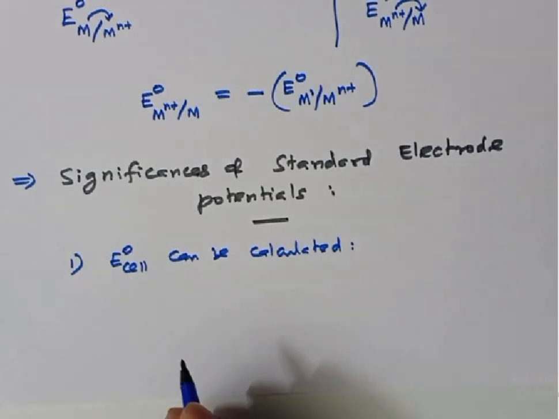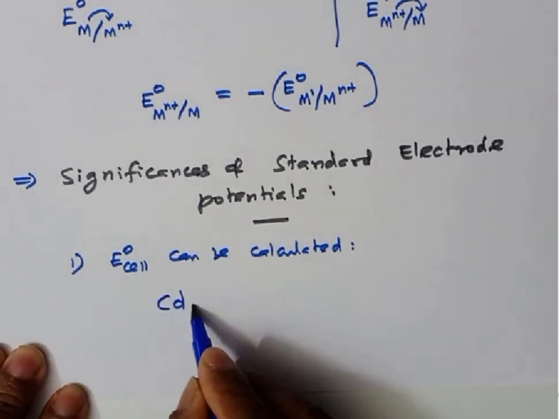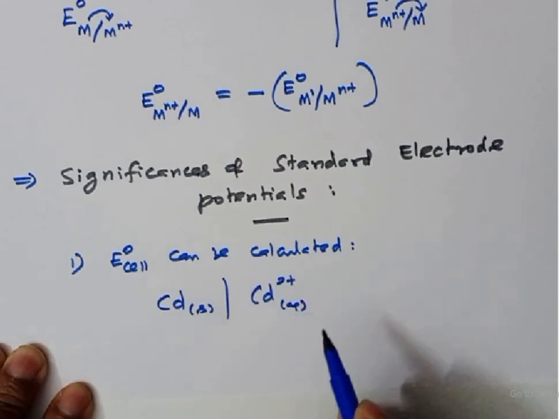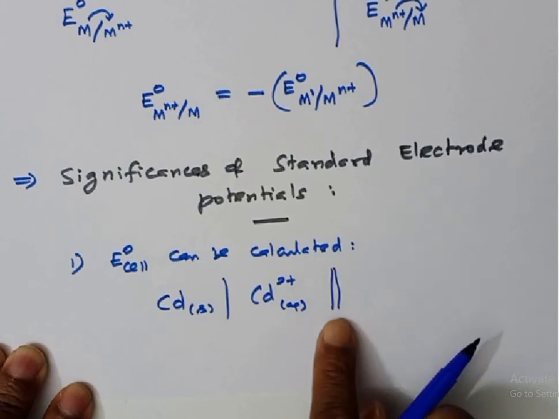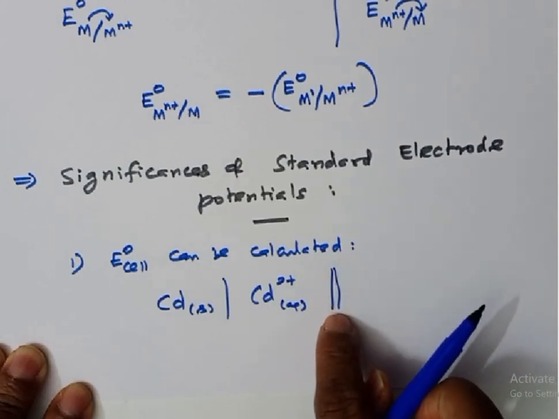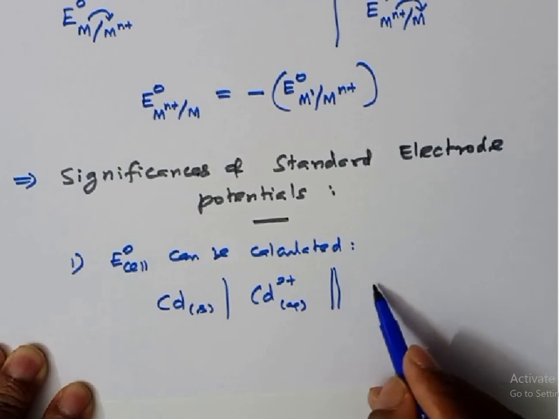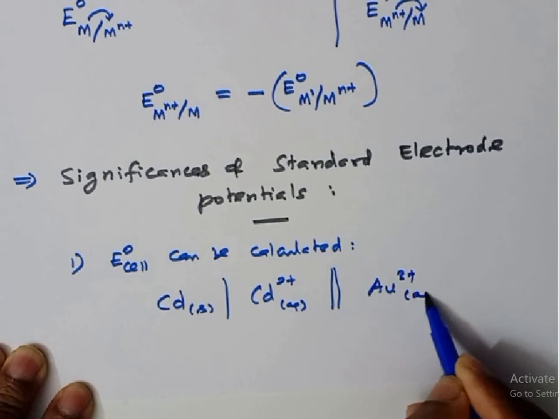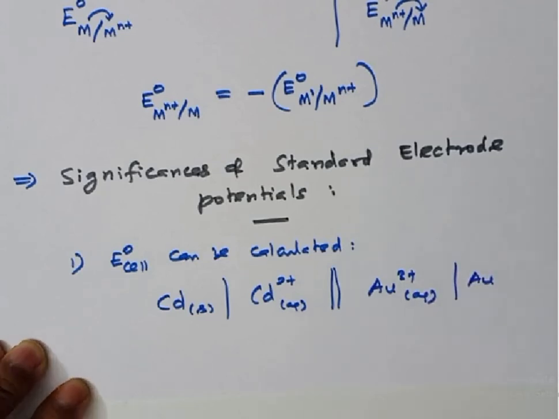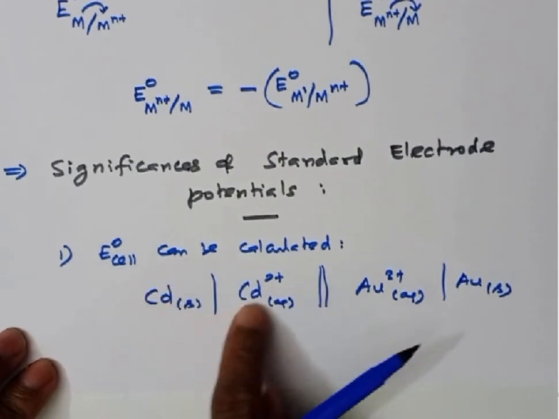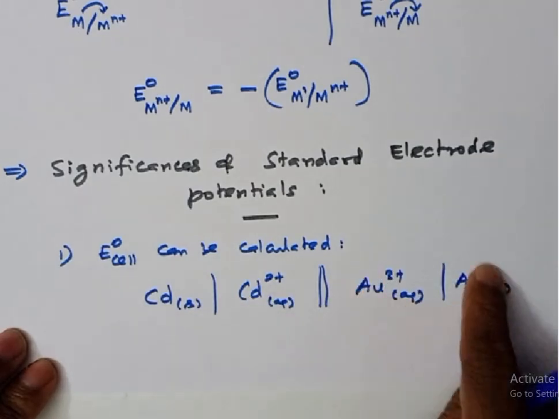I'll take cadmium solid immersed in cadmium 2+ ion aqueous solution. The double vertical line indicates the salt bridge. On the other side, I'll use Au3+ aqueous becoming Au, gold solid. See here, this left hand side part is the anode and the right hand side part is the cathode.